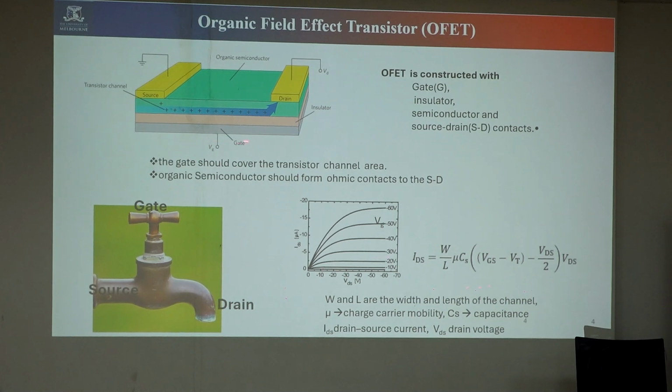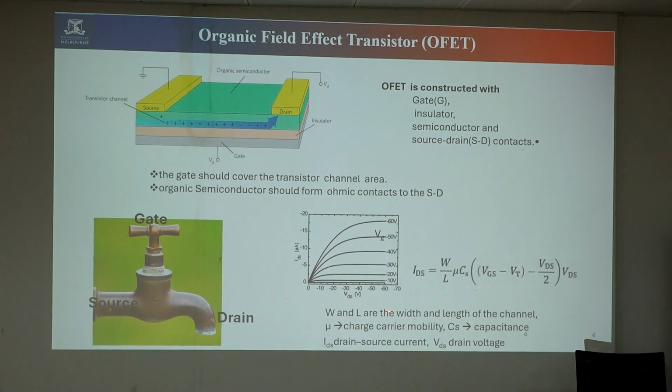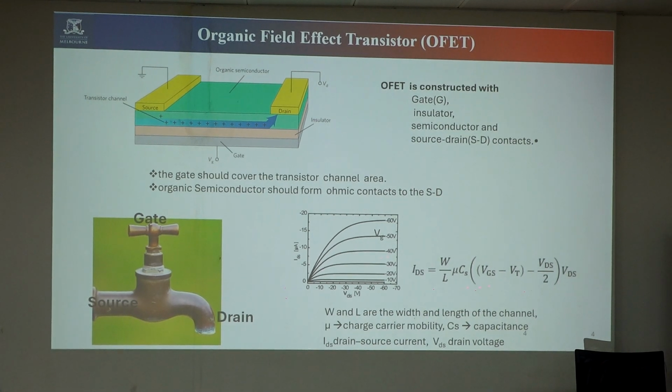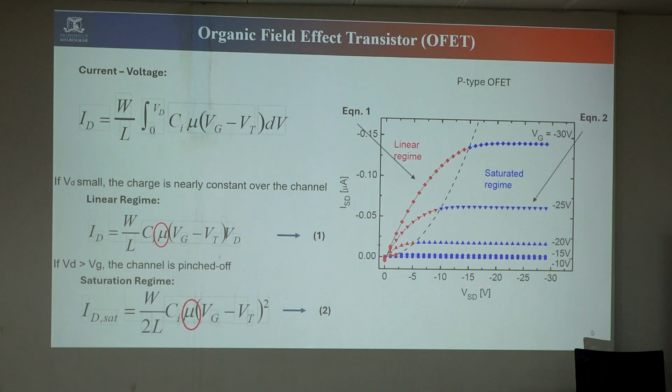Here W is the width and L is the length of the channel. Now I am giving a little bit of detail. If you see the output characteristics, we can see two regions. One is where there is a linear variation with the voltage between source and drain, depending on your gate voltage. After that, it becomes saturated. This portion is called the linear region, and this is the saturated region. From these two regions, we can calculate the mobility.